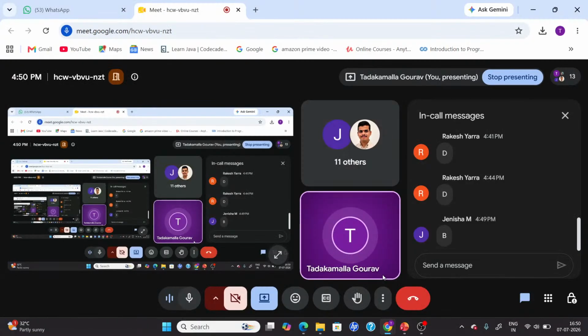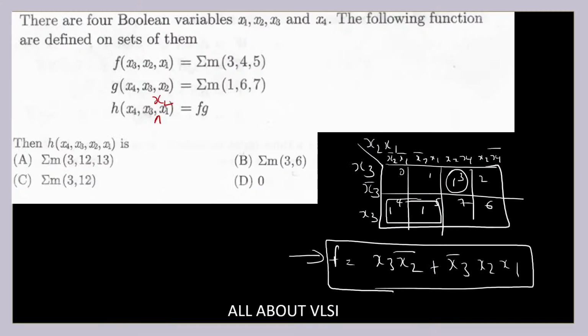Everyone got the f over here? Okay, I got one solution, which is b. Okay. So anyone has solved for f and got this particular expression? F is, I got x3 x2 complement plus x3 complement x2 x1.